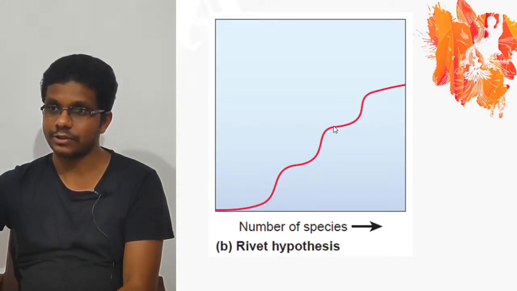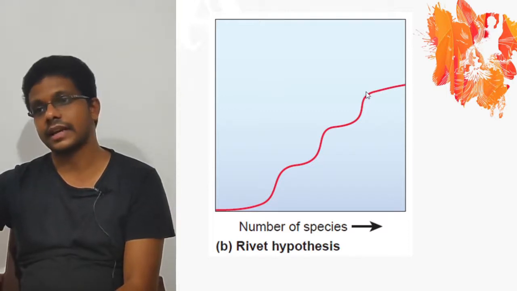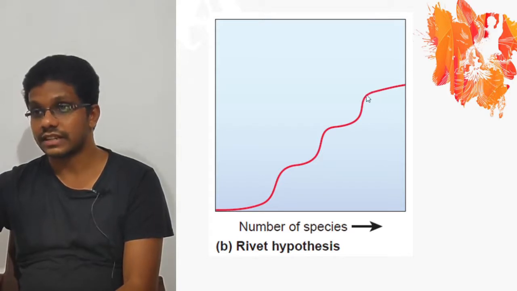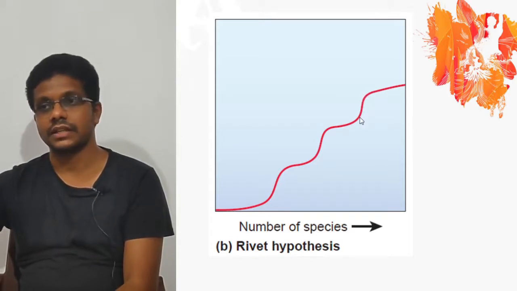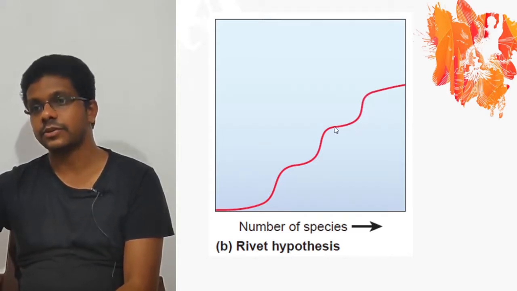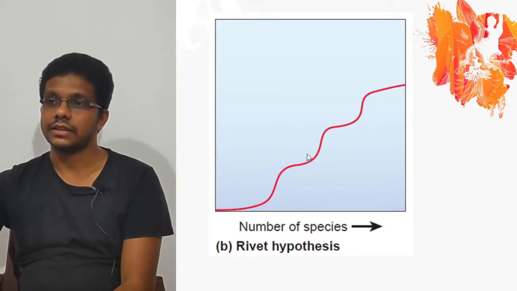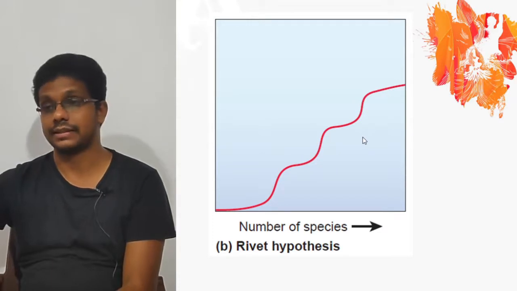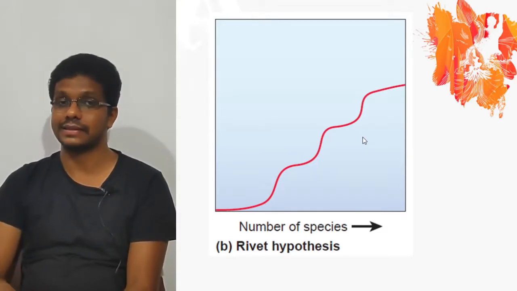Again, it will go to a plateau, again quick loss. So this is what the rivet hypothesis says. Here, the number of species is decreasing, but the ecosystem functioning is the same. But when a large number of species is lost, then there is a sudden loss of function. Then again it will reach a plateau, again sudden loss of function. So this thing is seen when we are using pesticides. An excellent example is the use of pesticides.